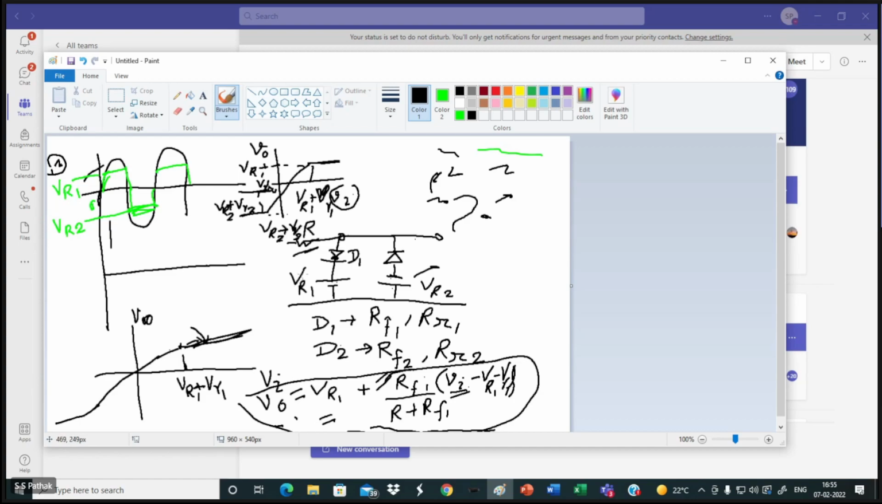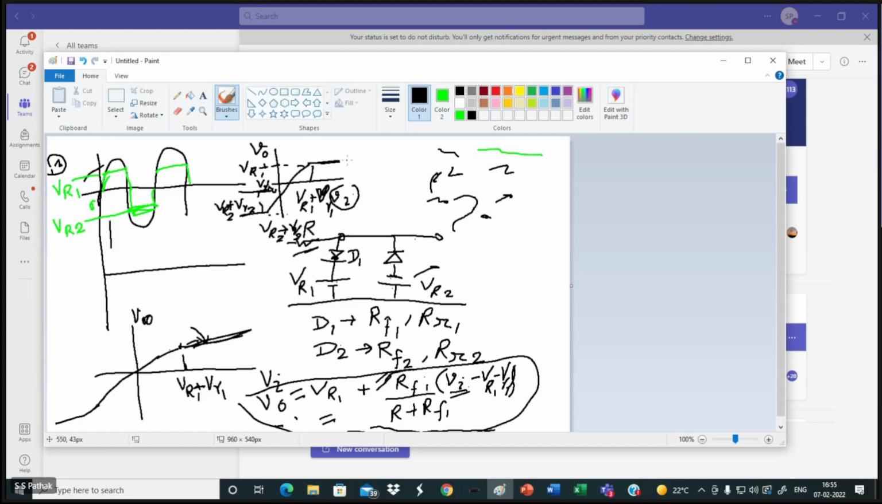So this Vi can plot like that. I can find the slope like this. Coming to the negative direction, it is VR2 plus V gamma, this thing. After that, in the negative direction, it is increasing. So what is V naught there?